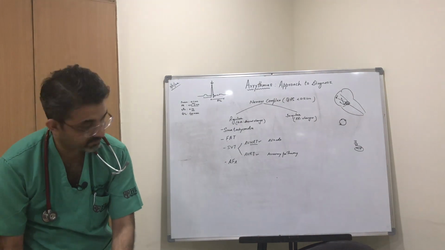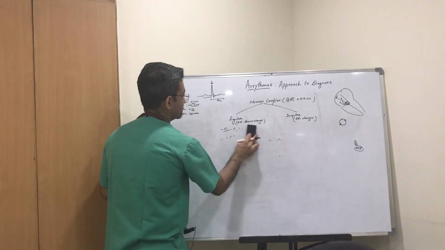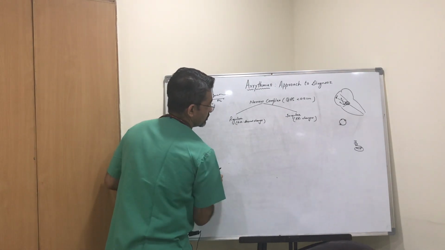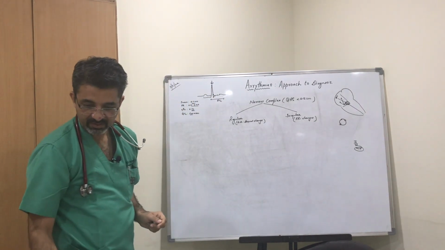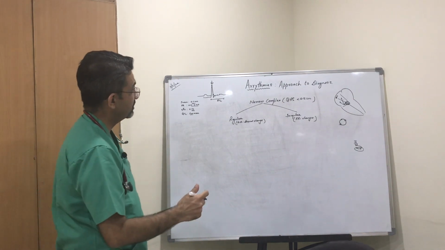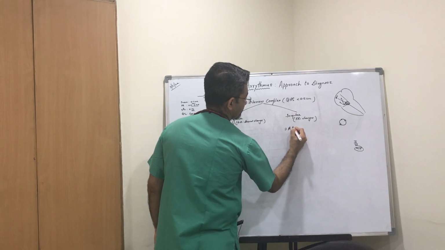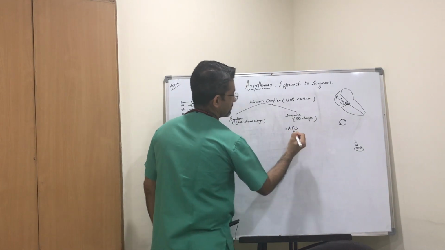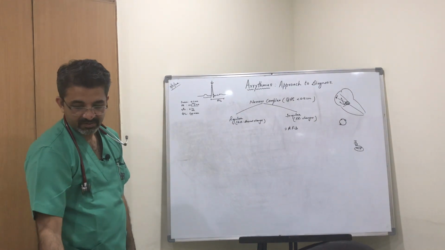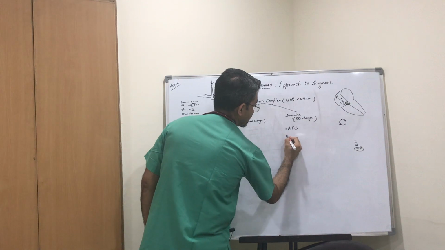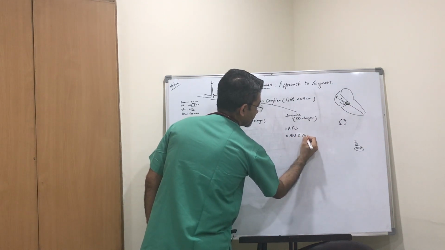Now we come to narrow QRS tachyarrhythmia, which is irregular. First would be atrial fibrillation, right? First would be atrial fibrillation. Then you have atrial flutter with varying block.